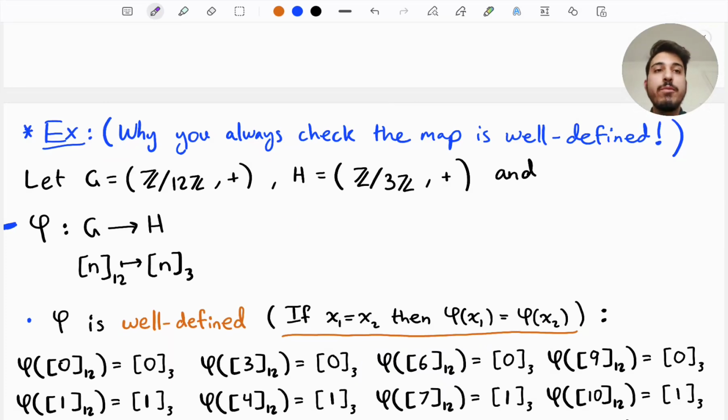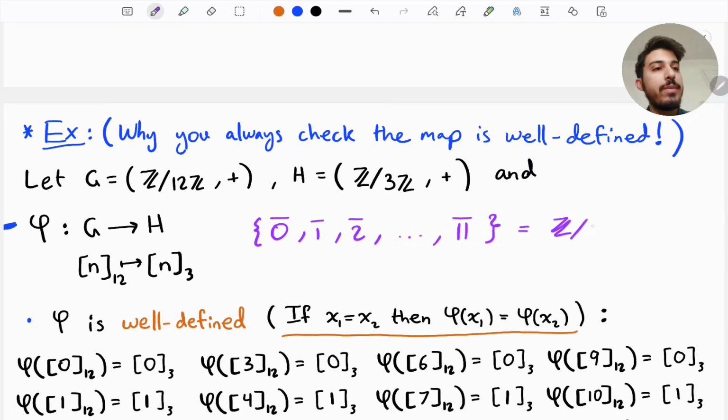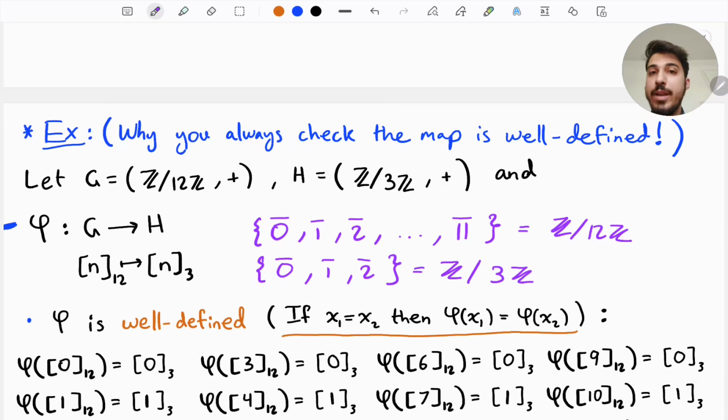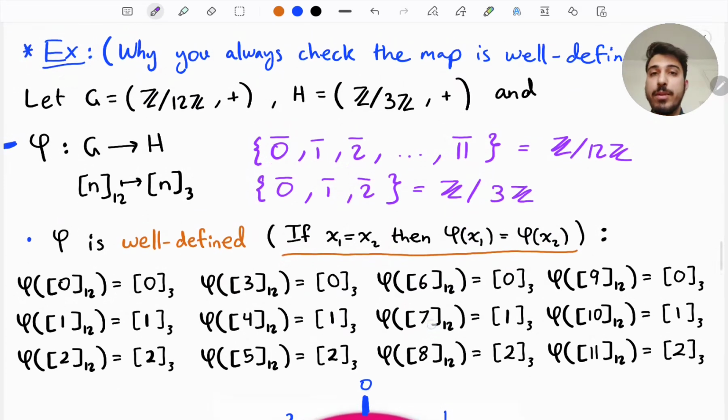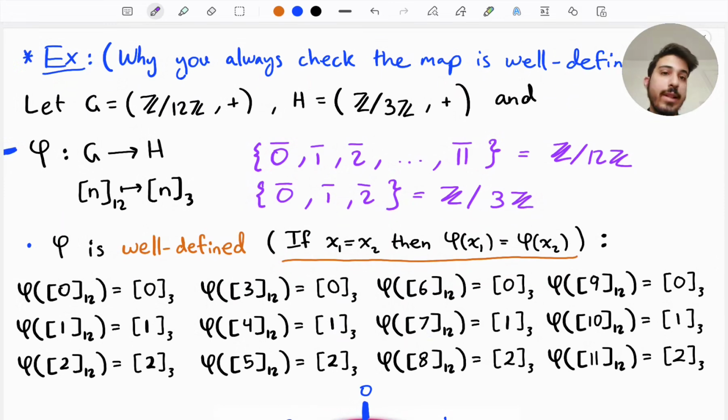So Z/12Z, remember, are the elements 0, 1, 2, so all the residue classes all the way up to 11. That's equal to Z/12Z. And Z/3Z is all the residue classes 0, 1, and 2. So let us see that phi here is well defined. We will perform this computation explicitly. So phi is well defined, meaning that if x1 is equal to x2 in the domain, then phi of x1 is equal to phi of x2. So let us compute phi of all the elements in Z/12Z and see what we get.